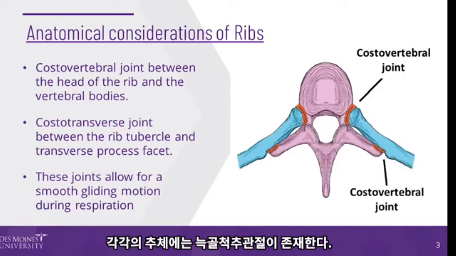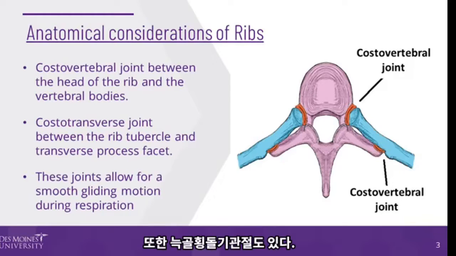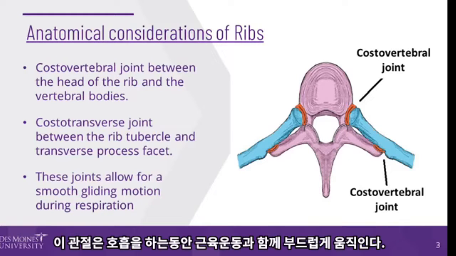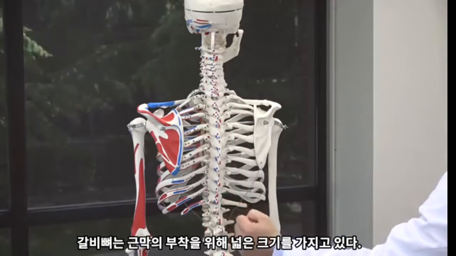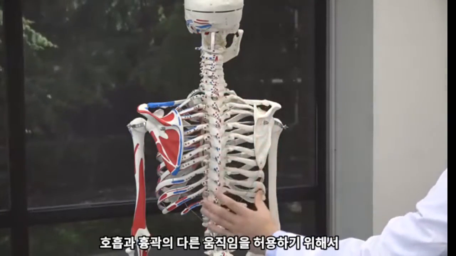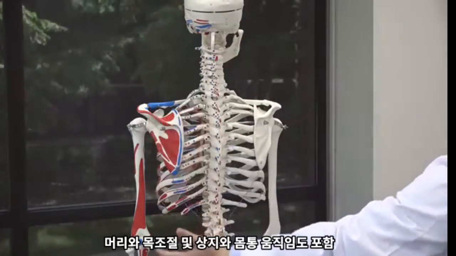Each rib has a costovertebral joint between the head of the rib and the vertebral bodies. In addition, each rib also has a costotransverse joint between the rib tubercle and the transverse process facet. These joints allow for a smooth gliding with muscle motion during respiration. The ribs are also sites of extensive attachment to allow for breathing and other actions of the thorax, head and neck control, and upper limb and trunk motion.